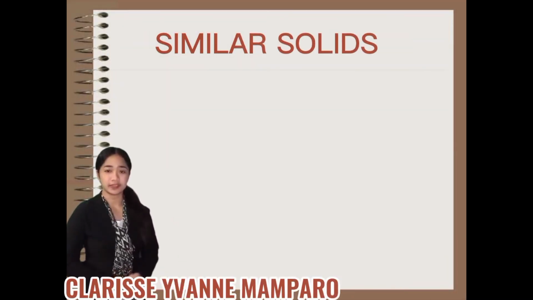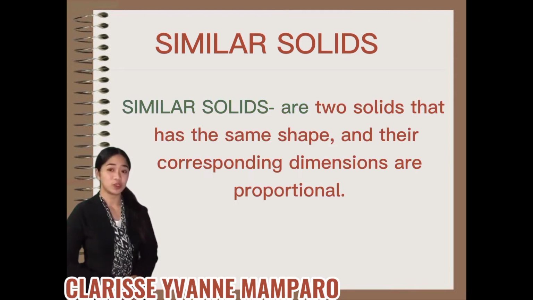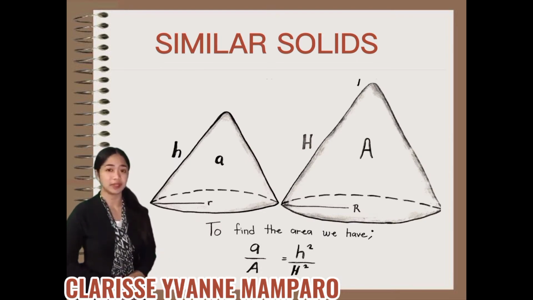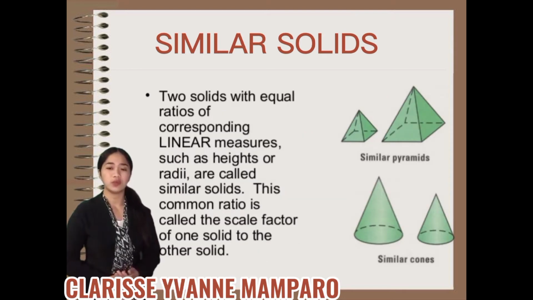First, I would like to give the definition of similar solids. Similar solids are two solids that have the same shape and all the corresponding dimensions are proportional. As we can see here, we have two similar solids, which are similar cones that I have drawn for the example. Two solids with equal ratios of corresponding linear measures, such as height and radius, are called similar solids. The common ratio of two similar solids is also known as the scale factor of one solid to the other solid.